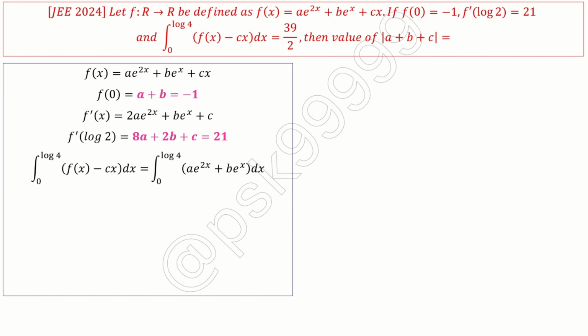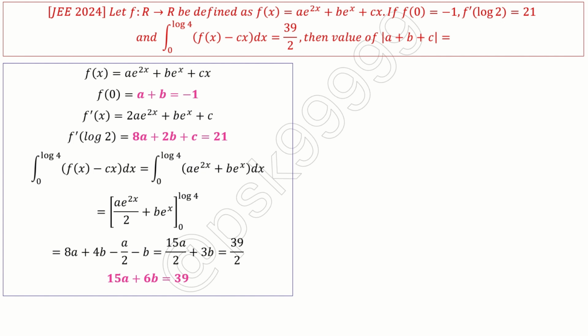That is integration. So integration from 0 to log 4 of f of x minus cx dx, I can write this as integration from 0 to log 4 of a e to the power of 2x plus b e to the power of x dx. Okay, this is a very simple integration. The solution is a e to the power of 2x by 2 plus b e to the power of x, and the limits are from 0 to log 4. You apply the limits, you get another equation, that is 15a plus 6b equal to 39. This is my third equation, right?